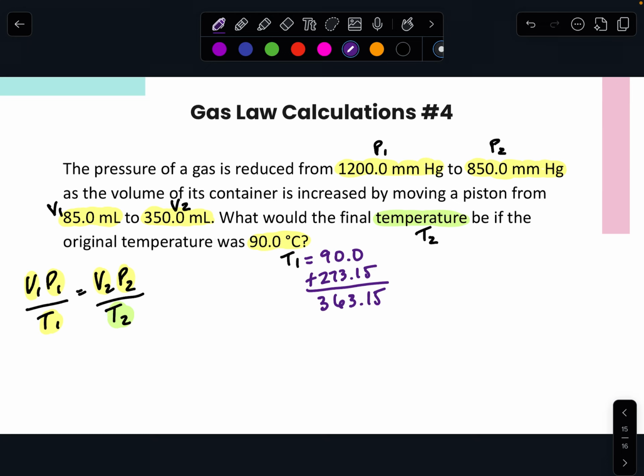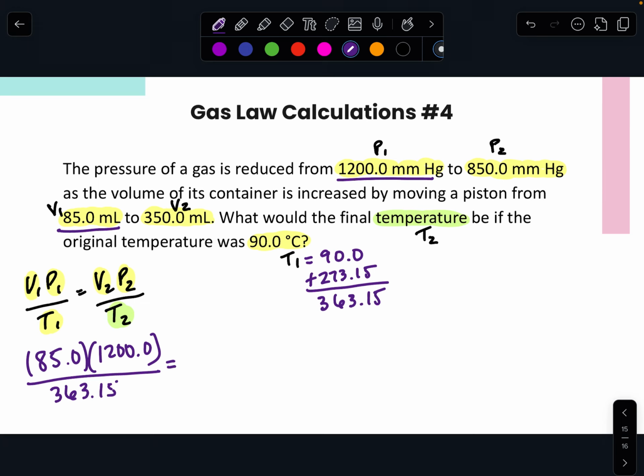So I have here's my P1 and V1, right? So that's the first things I want to write down. 85 and 1200. And then I have a T1, right, which is this 363. Now I can move on. I have a V2 and a P2. So I'm going to write those down just like they are in the problem. And then remember, my T2 is my X value. That's what I'm looking for in this problem.